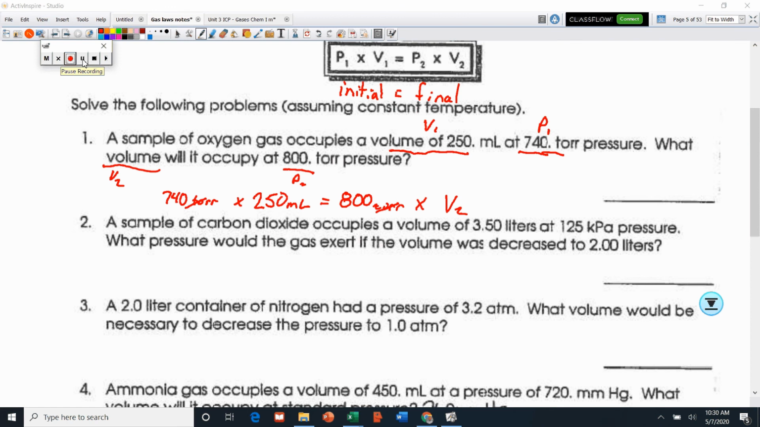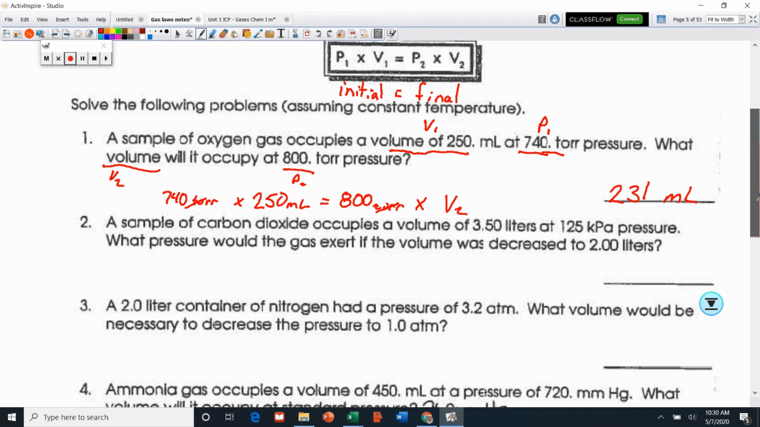So take a minute, go ahead, try to solve this, and then check your answer with me. All right, so the answer you should have come up with is 231 milliliters, preserving sig figs. All of my info here had 3 sig figs, so that's where we get that.